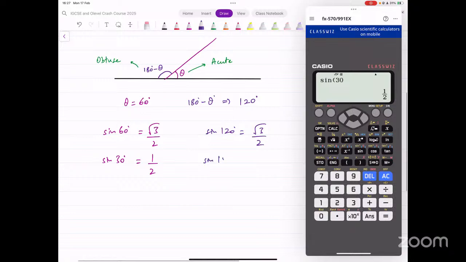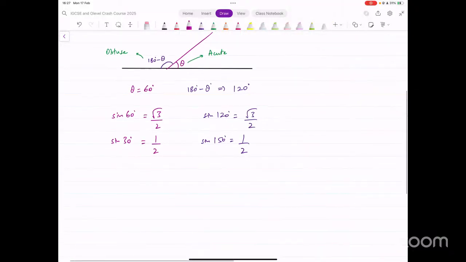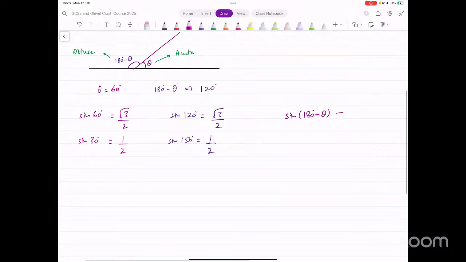That would be 150 degrees. Again, you can try evaluating that on your calculator and see what that is. That's also 1 over 2. So if you have two angles that add up to 180, the sine ratios for both of them are always going to be the same. And we can write this in this form. We can say sine of 180 degrees minus theta is always identical to sine of theta.